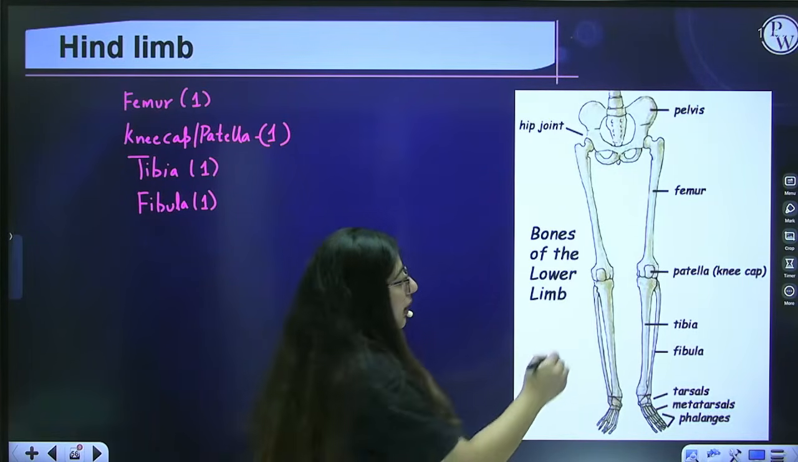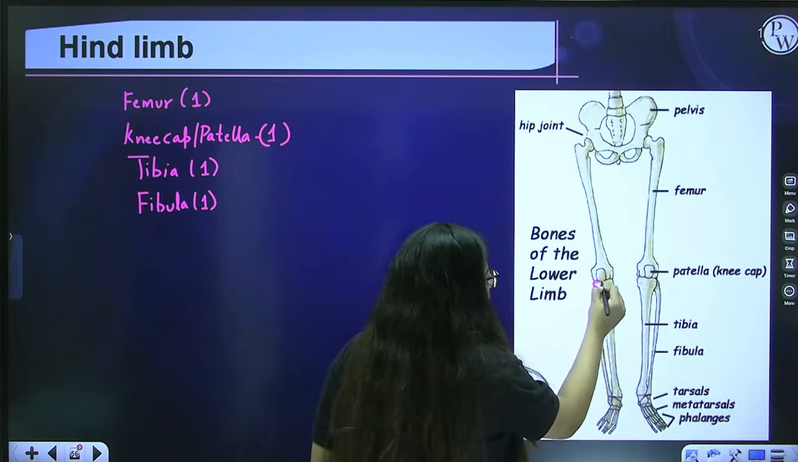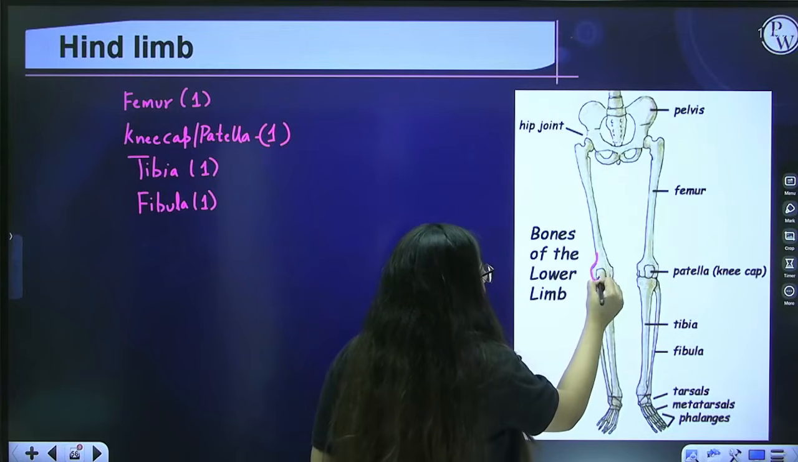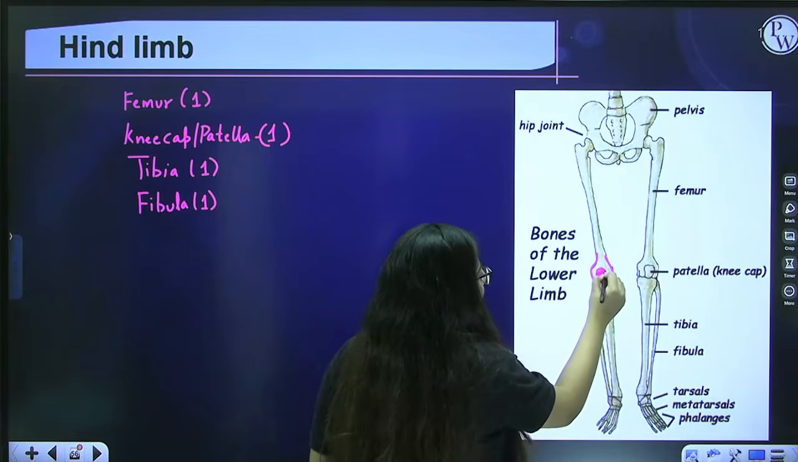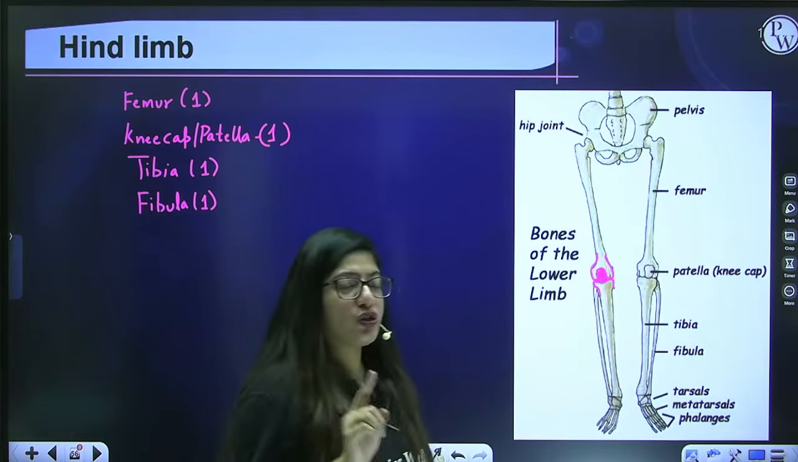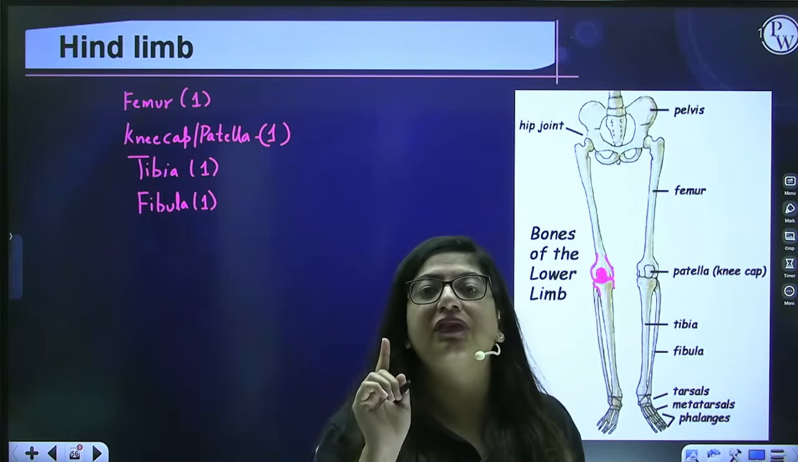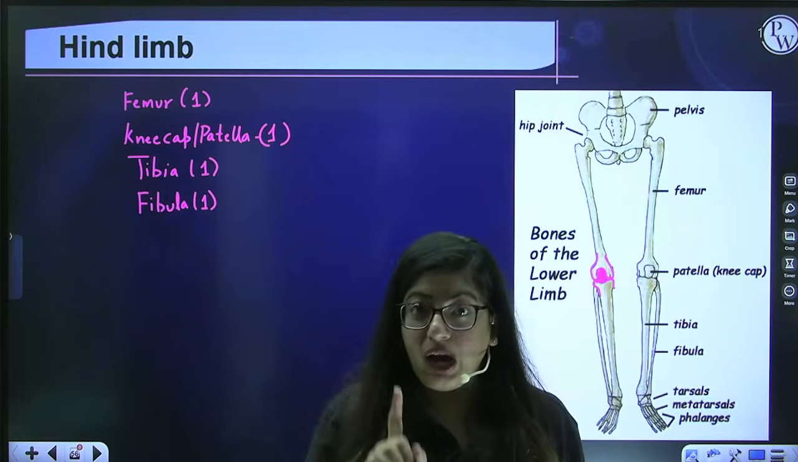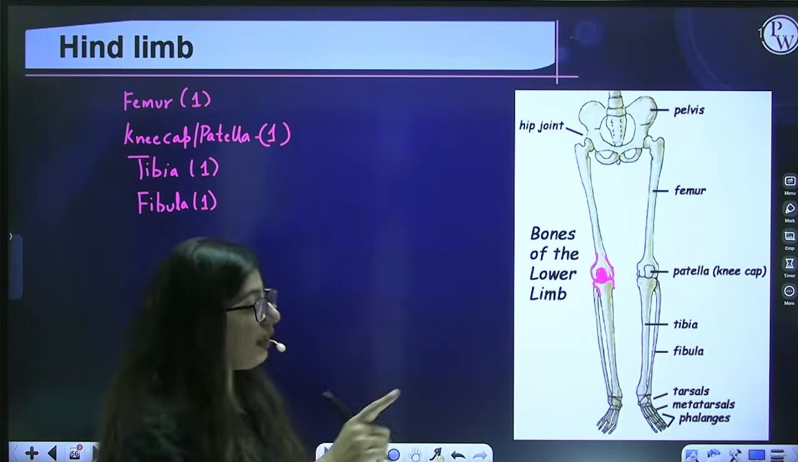As you can see, tibia is forming joint with the femur, and also femur is forming joint with this kneecap, patella. Fibula does not form any joint with the femur.